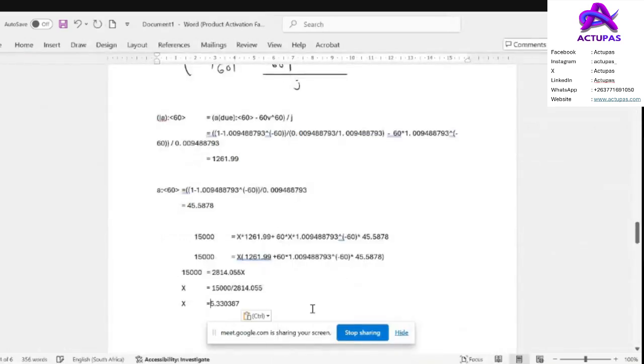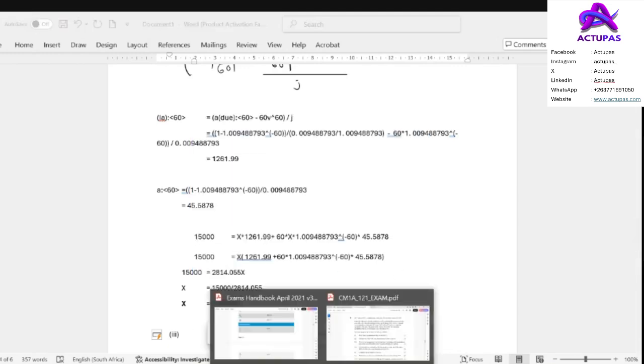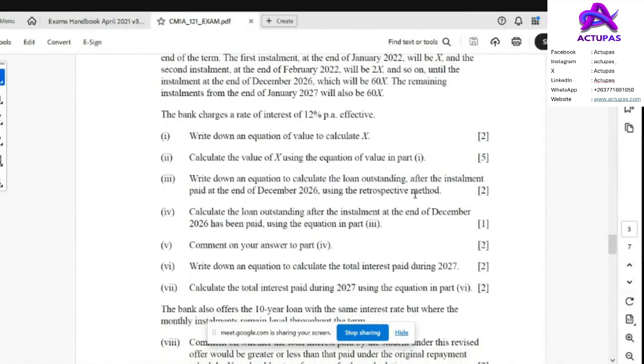So this would be your solution. This is our X. We are done with this part. Now the next part of the question, part 3. Our part 3, what does it say? Write down an equation to calculate the loan outstanding after the installment paid at the end of 2026 using the retrospective method.